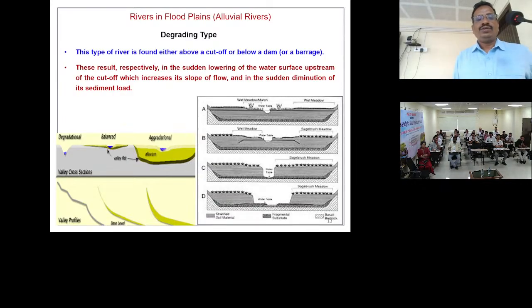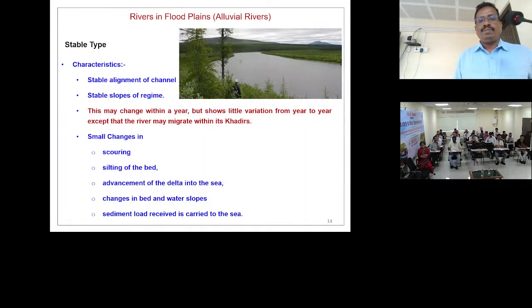Degrading rivers are formed either by a cutoff, upstream of the cutoff, or below a dam or barrage. These result respectively in sudden lowering of water surface upstream of the cutoff, which increases slope, and the sudden diminution of sediment load. Here in this diagram you see the degrading river, this is the balanced one, and this is the aggrading river type. The stable type is non-scouring, non-silting rivers like Tapi.